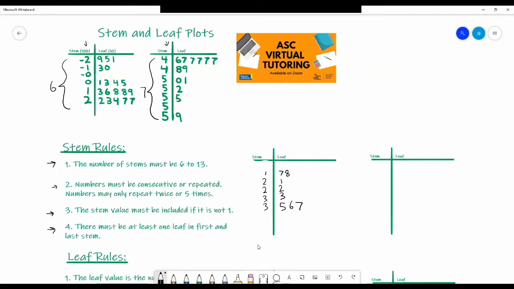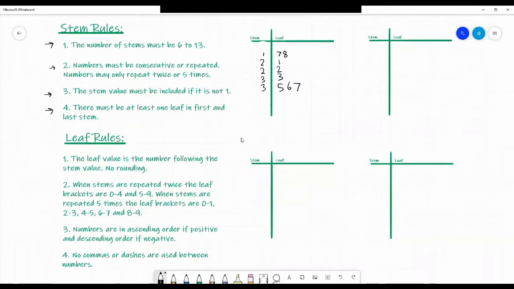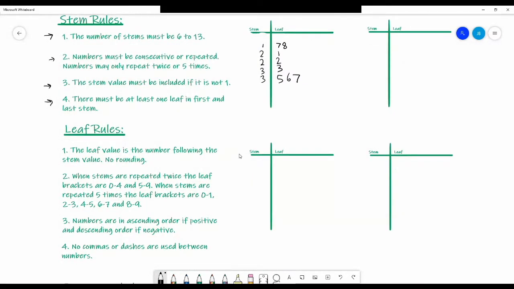Let's move on to the rules behind the leaf on a stem and leaf plot. Our first rule is that the leaf value is the number following the stem value, no rounding. If our original number was 76.999, in our 70 bracket, we are going to put 6. We are not going to round up to 7. This is what leaf rule 1 is talking about.